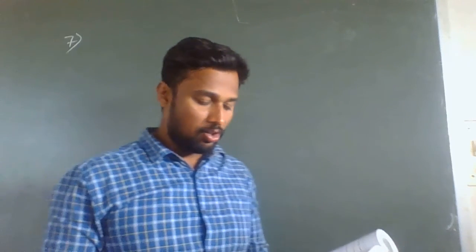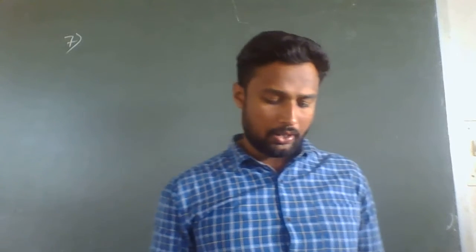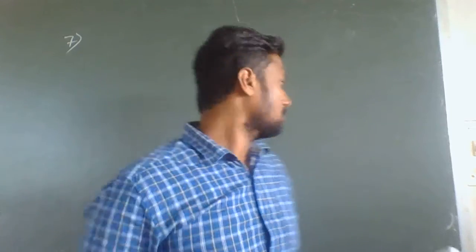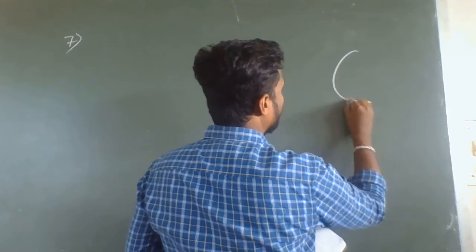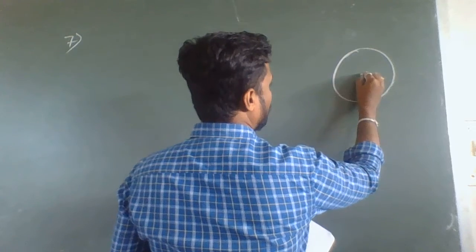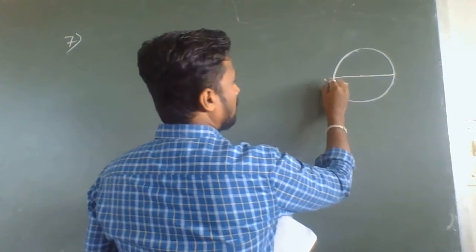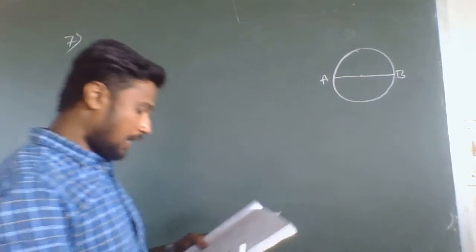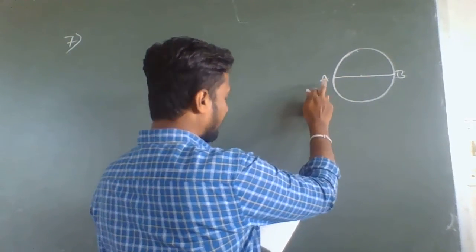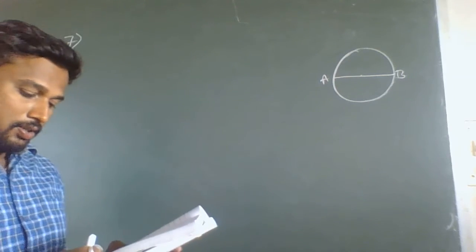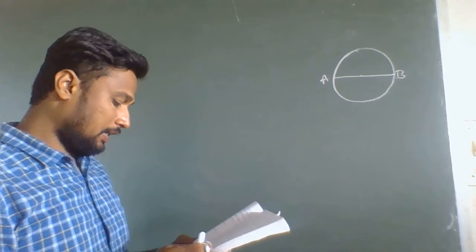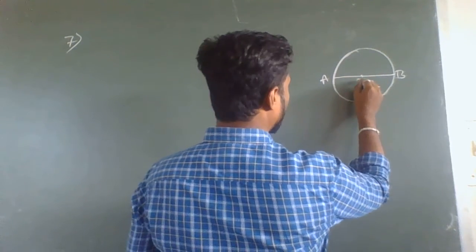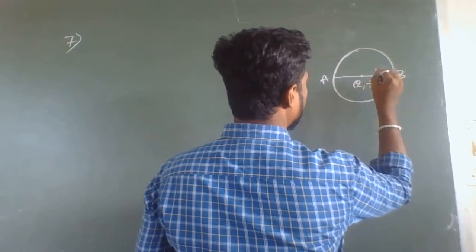Find the coordinates of point A. We have to find the coordinates of point A, where AB is the diameter of a circle, whose center is 2, minus 3. The center coordinates are given as 2, minus 3.